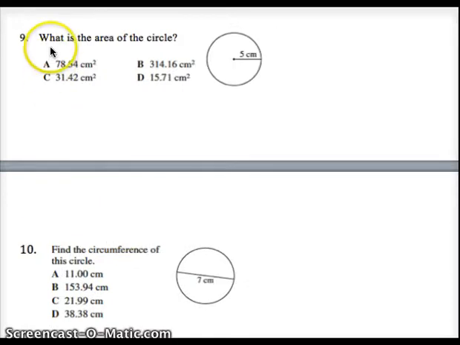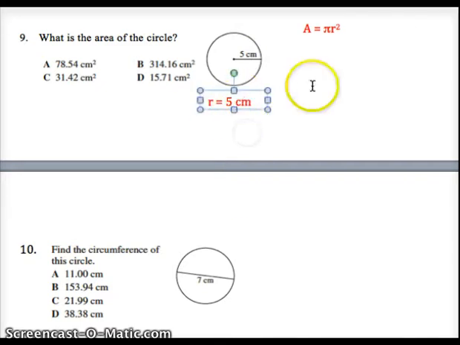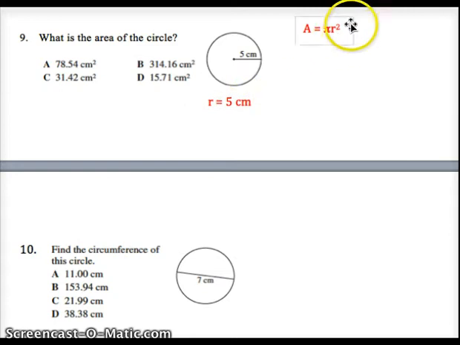Now in question 9, we're asked to find the area of this circle here. So as soon as you see the word area of a circle, you should automatically write down what the formula for the area of a circle is, and there is only one formula for the area of a circle, and that is area equals pi r squared. You then need to look at your question and see if you've got r or d. And in this question, we've got r, the radius, and r equals 5. So I'm just going to write that down as well. So I've just written down here that r, the radius, equals 5 centimeters. So now I'm able to complete this question.